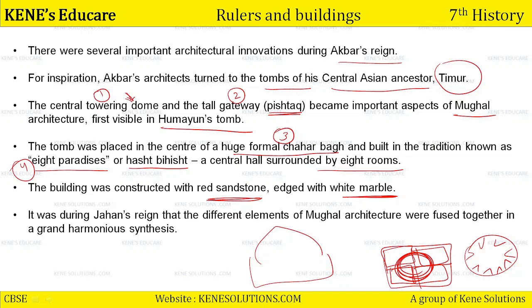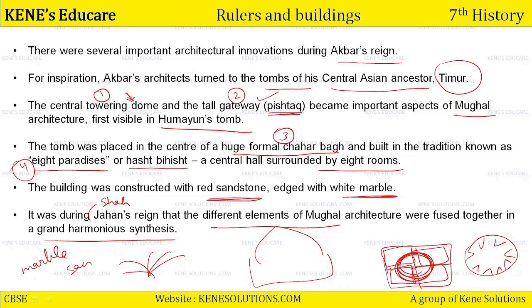It was during Shah Jahan's reign that the different elements of Mughal architecture were fused together. जब शाहजहां ने अपना आर्किटेक्चर शुरू किया ना, he fused together all the ideas and designs. उसने बोला मैं सब कुछ मिक्स कर दूंगा. And he created a grand harmonious synthesis. उसने मार्बल भी यूज करा, उसने सैंडस्टोन भी यूज करा, उसने डोम भी बनाया, उसने गेटवे भी बनाया, उसने चारबाग भी बनाया, but with a very little twist and turn.